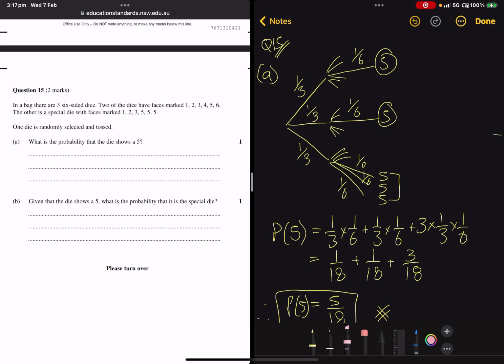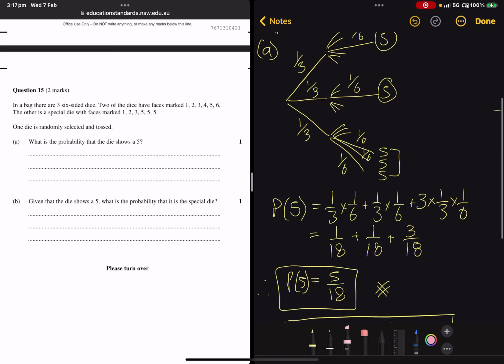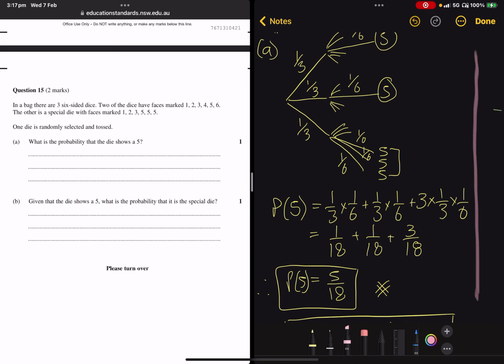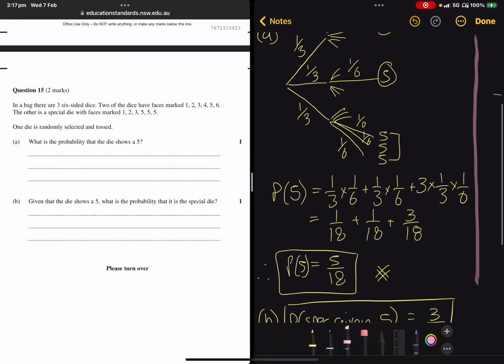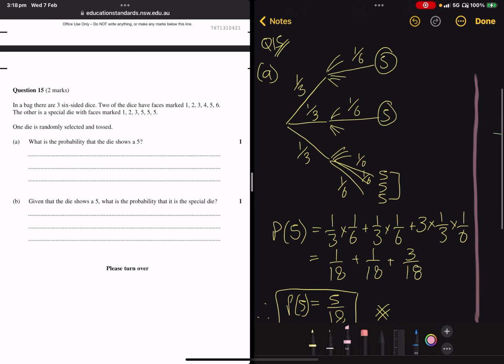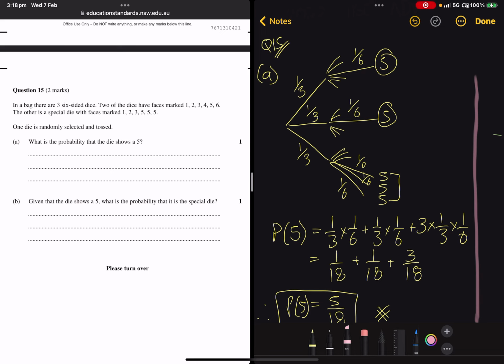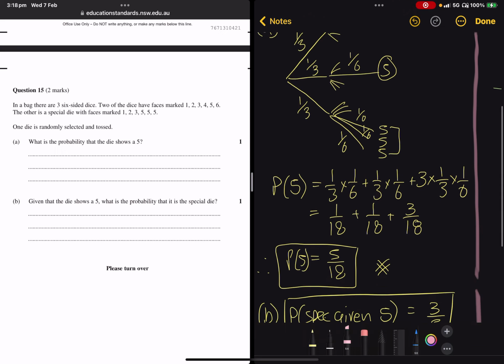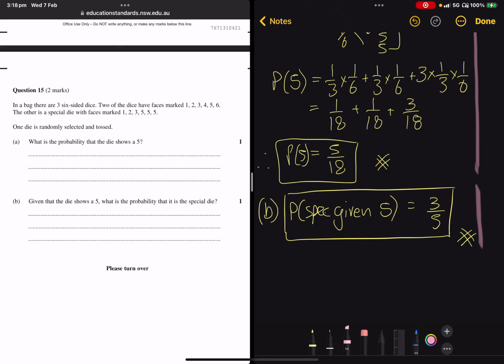In terms of the marking, for part A, to get 1 mark, you need 5 on 18 and some working associated with that. And then for part B, you need 3 on 5. And if you've not done a diagram that clearly shows how you're getting this, you'll need some working associated with this. The tree diagram makes it very obvious because all of these end probabilities are the same. And so there's 5, they all have the same end probabilities. So this is pretty obvious in this case. If you did it another way, you would need additional working.